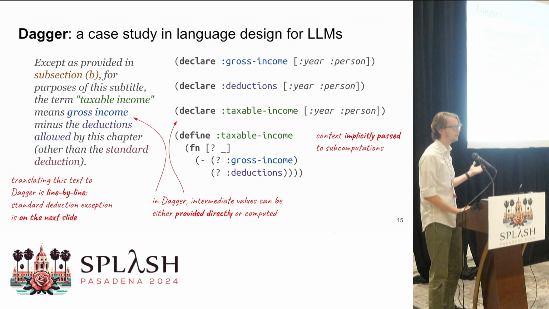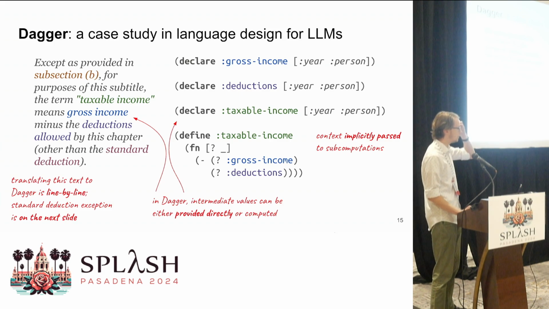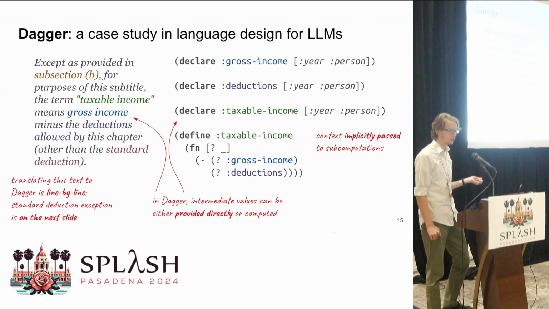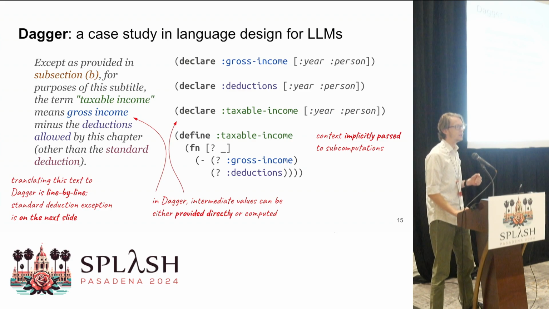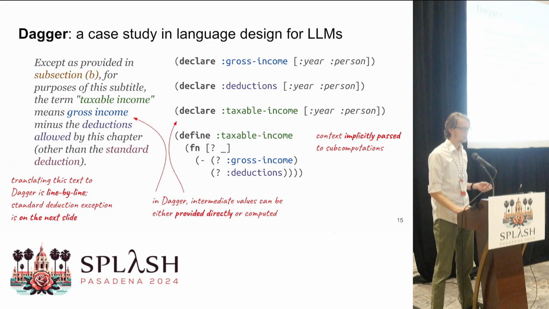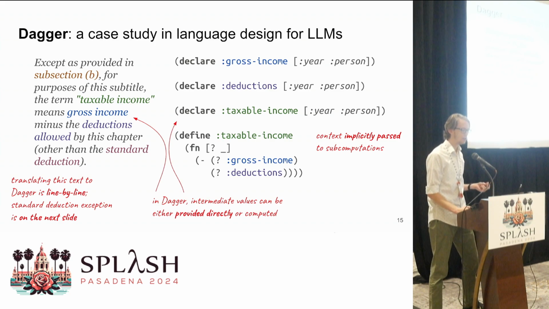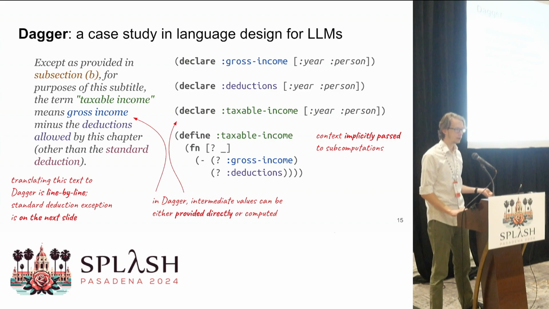And so the way that we define computations in what we call Dagger is you declare nodes in the graph. So like gross income, deductions, taxable income. And then you can define ways to compute those nodes from other nodes. So in this case, you can say, if you don't know what someone's taxable income for a given year is, you can compute that by subtracting the deductions from their gross income.